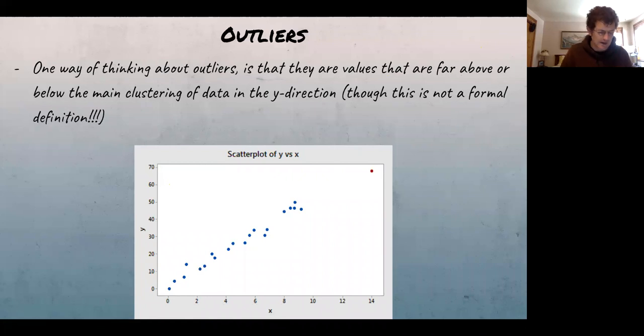So just like our high leverage points, we can consider those with a big difference in X. Here's my change in X. If I had a point right here, this compared to the rest of the data would have a big change in the Y direction, and that would be an outlier. All right, it's probably clear enough.